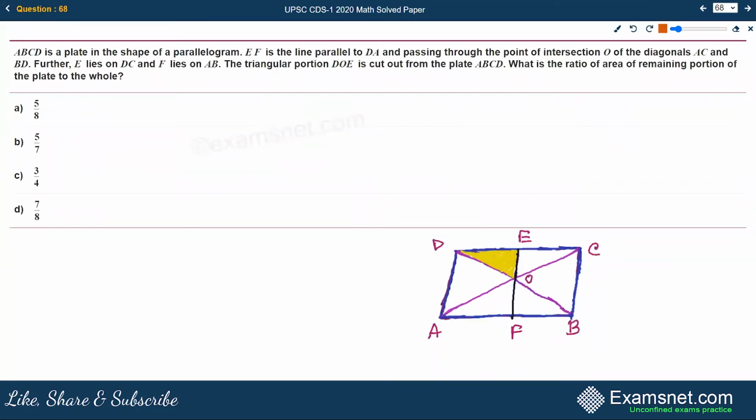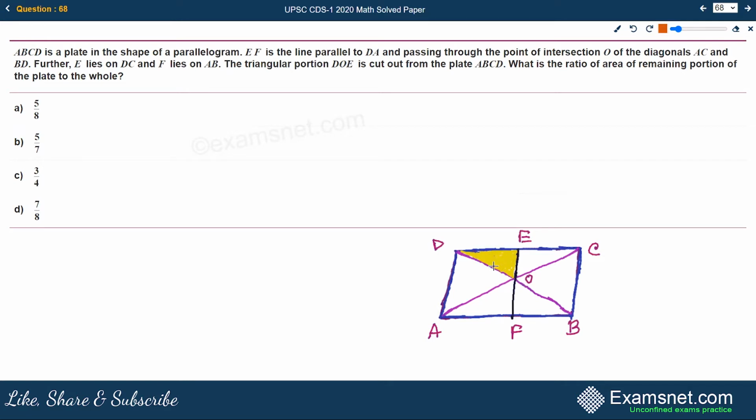In question number 68, we are given that ABCD is a plate in the shape of a parallelogram. EF is the line parallel to DA. I have already done the diagram. It passes through the point of intersection O of the diagonals AC and BD, where E lies on DC and F lies on AB. The triangular portion DOE is cut out from the plate ABCD. I have already shaded this portion to make it easier for you to understand. What is the ratio of area of the remaining portion of the plate to the whole?